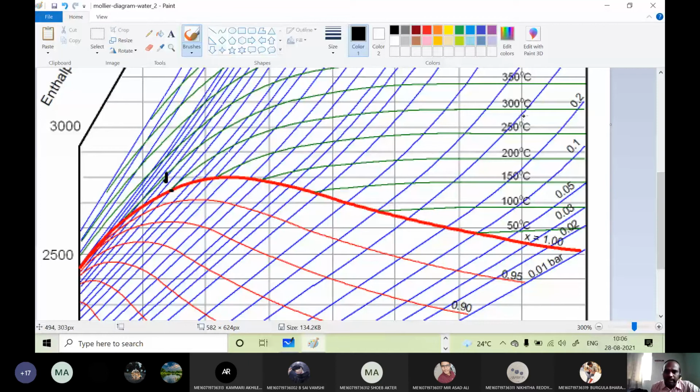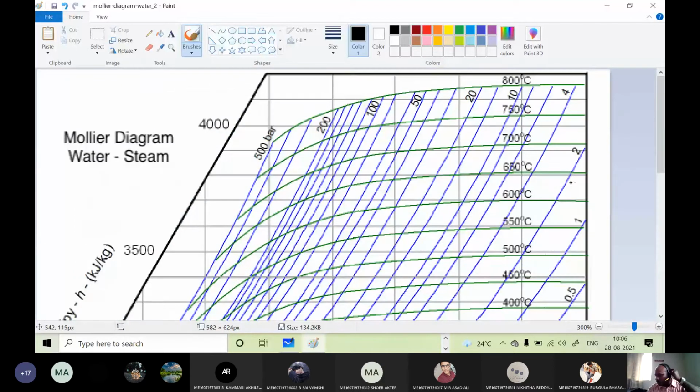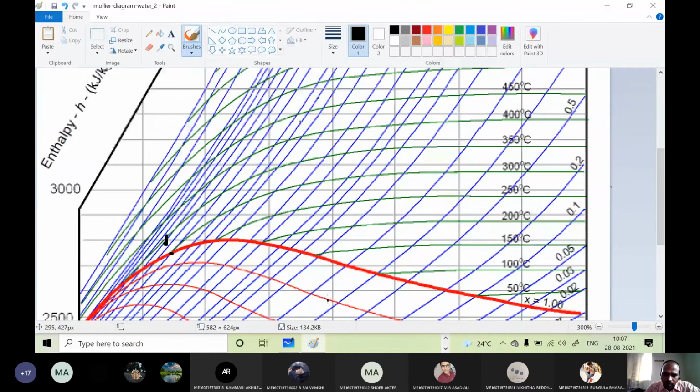Now this steam is expanding in the nozzle till 50 bar pressure. You can see these blue color lines are the constant pressure lines, or isobars. You can see 20 bar, 30, 40, 50 bar. Now this is 50 bar. I am putting dots to identify it easily because I am scrolling up.